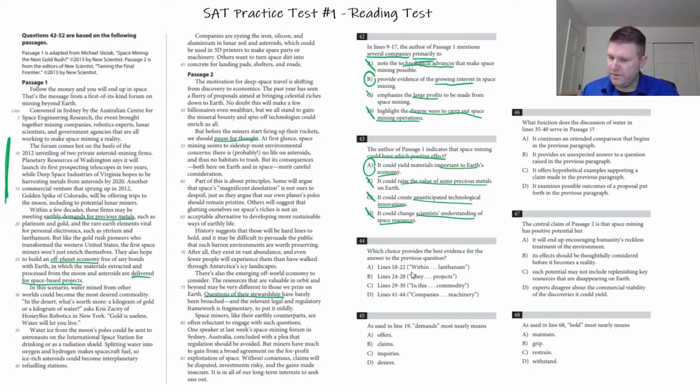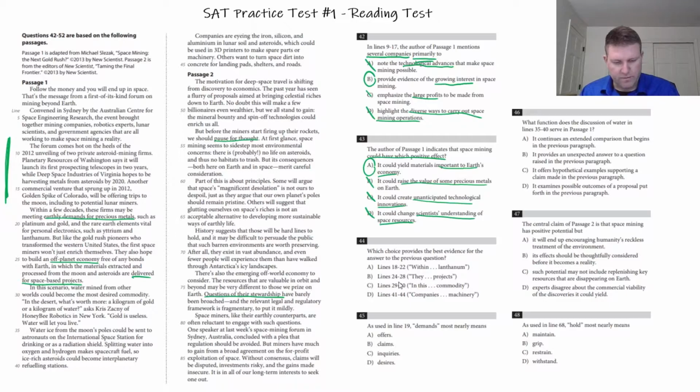So looking at 18 through 22, within a few decades, these firms may be meeting earthly demands for precious metals, such as platinum and gold, and the rare earth elements vital for personal electronics, such as yttrium and lanthanum. So that is pretty much spelling that out. So A is really good. Let's do our due diligence, though, go through B, C, and D.